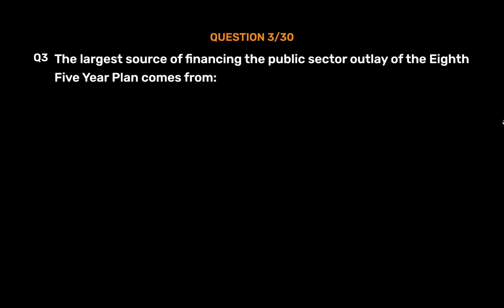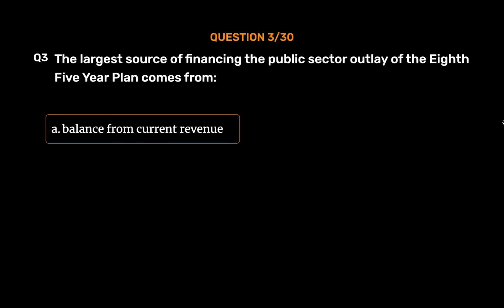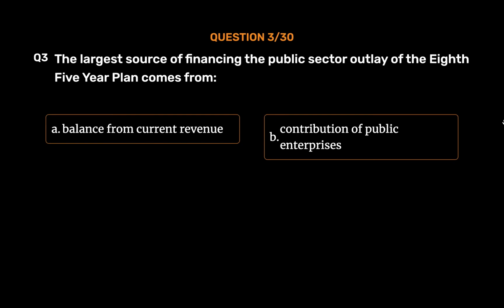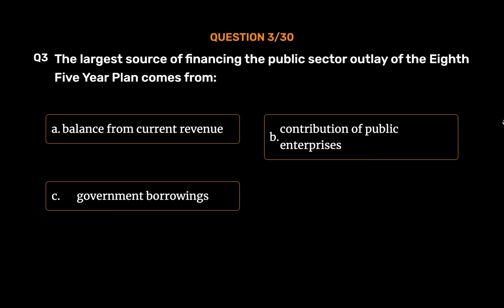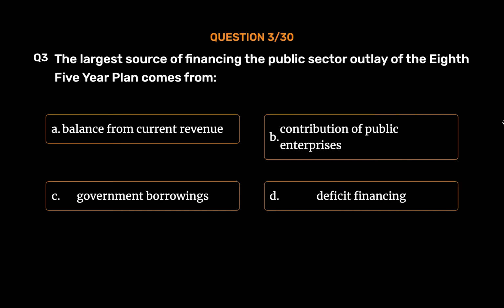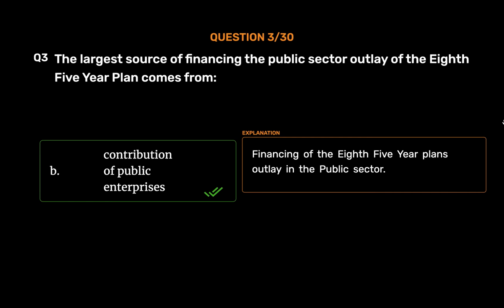Question number 3. The largest source of financing the public sector outlay of the Eighth 5-Year Plan comes from Option A. Balance from current revenue. Option B. Contribution of public enterprises. Option C. Government borrowings. Option D. Deficit financing. The correct answer is Option B. Contribution of public enterprises. Financing of the Eighth 5-Year Plan's outlay in the public sector.